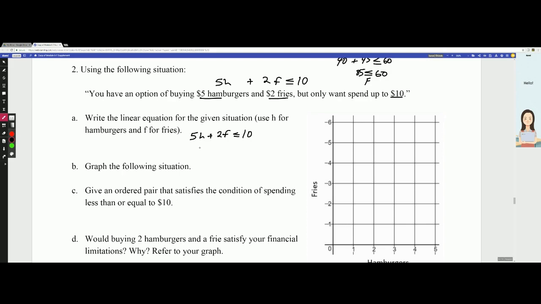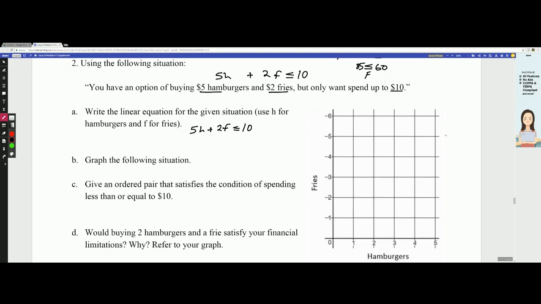All right, if we graph the following situation, we need to use our intercepts. So let's think about the extreme cases: you just want hamburgers, or you just want fries. As you can see on our graph, we have hamburgers as our domain and french fries as our range, just by looking at the axes. Now, if we want 0 hamburgers, how many fries can we get?